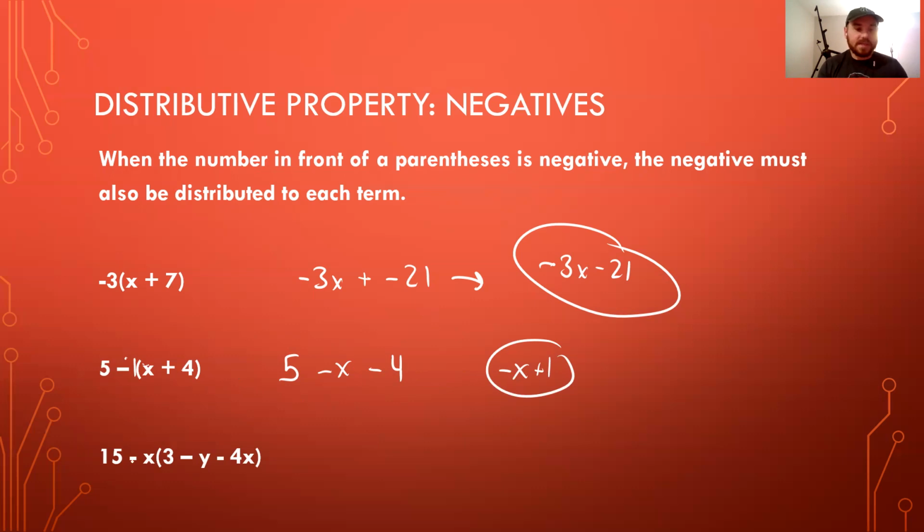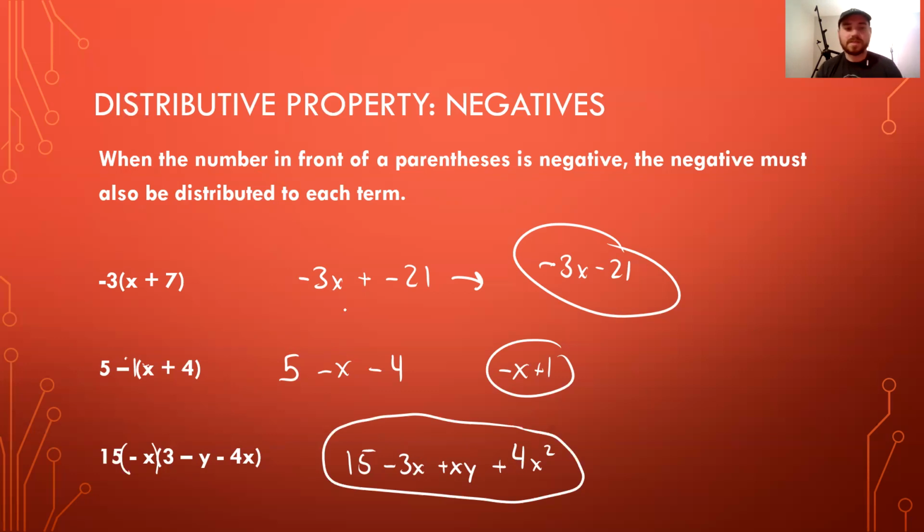The next one, we have 15 minus x times 3 minus y minus 4x. So again, we're basically multiplying by negative x. So negative x times 3, that's negative 3x. I guess here I'll put my 15 in at the start. Negative x times negative y, that's plus xy. Negative x times negative 4x, that's plus 4x squared.